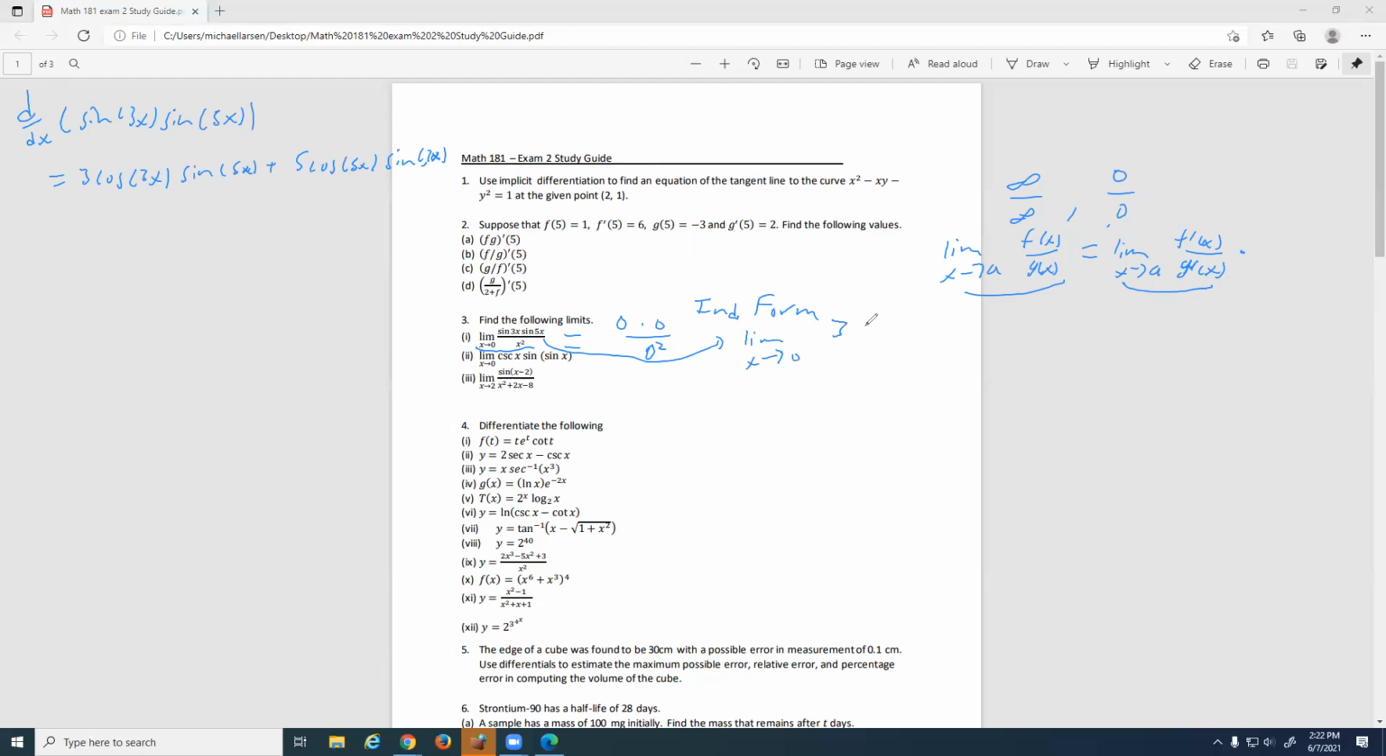So that should be the derivative on the top. Let me see if I can fit all that in. 3 times the cosine of 3x sine 5x plus 5 cosine 5x times the sine of 3x, all divided by, and then in our denominator, that derivative is a lot easier to evaluate. That's just going to be 2x.